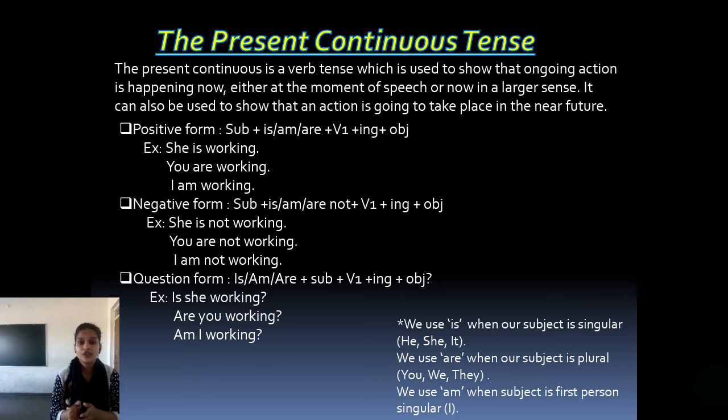Are you working? We use are with you because you is plural, and verb first form plus ing, working, and a question mark. Am I working? Am with I, and then verb first form plus ing, working, and a question mark. The question mark is important when we form a question.